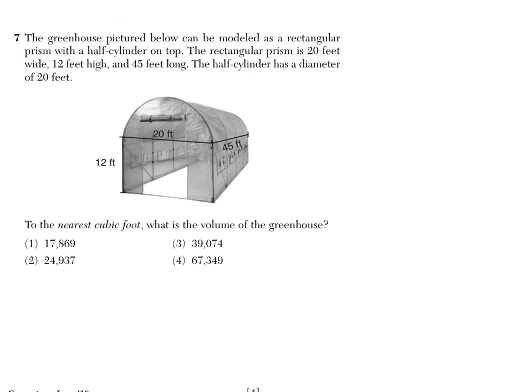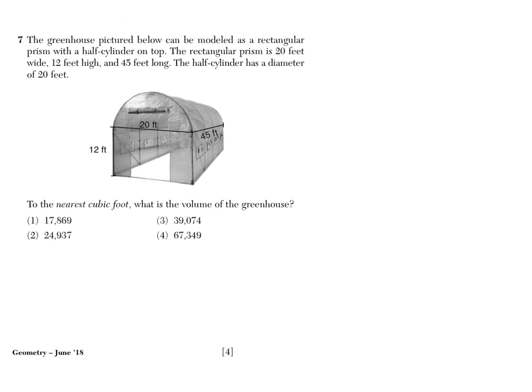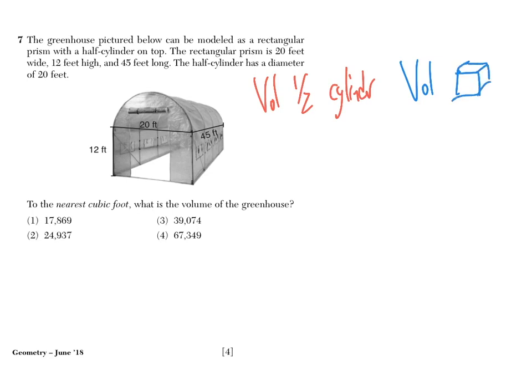And to determine that, we're going to need to be applying our volume formulas carefully. And so I'm going to sort of split this greenhouse into two parts. We've got the volume of this half cylinder, and we've also got what else? We've got the volume of this rectangular prism. I'm just going to abbreviate a little bit.